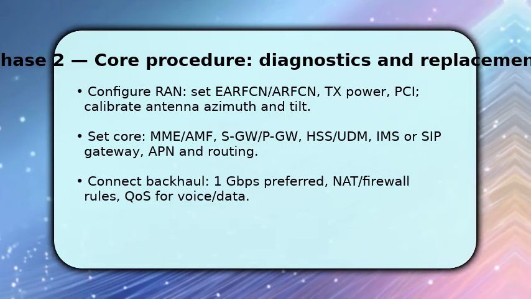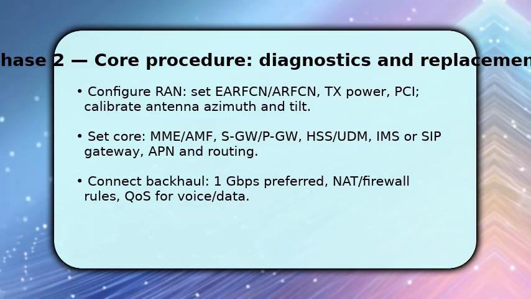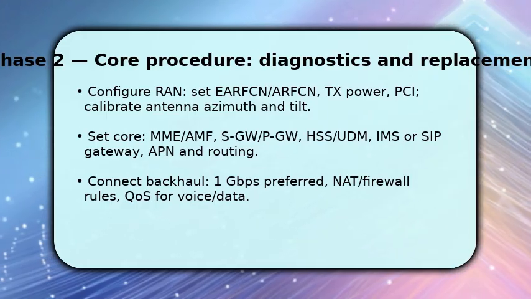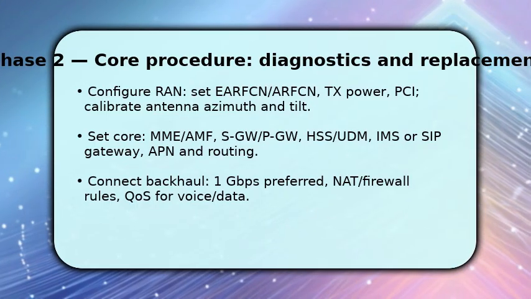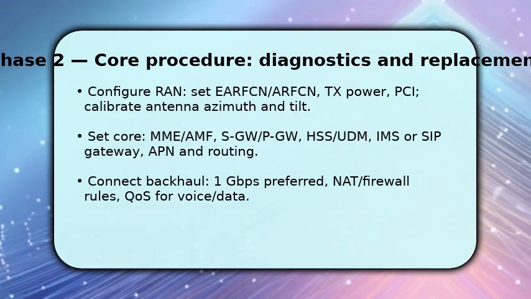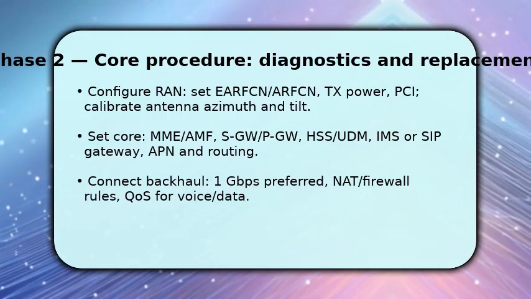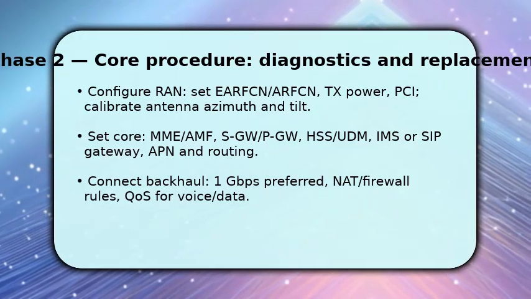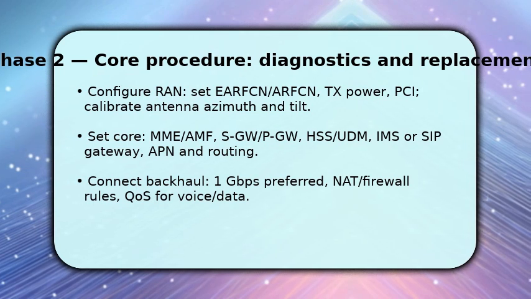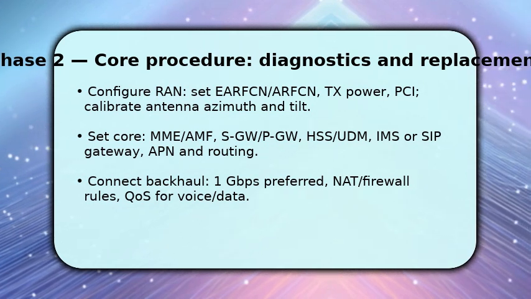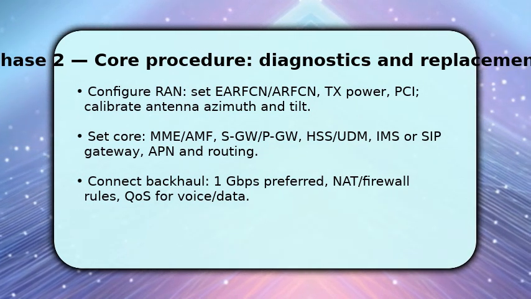Next, configure the core, MME or AMF, SGW/PGW, HSS or UDM entries, plus an IMS or SIP gateway for voice. Once done, create APNs and routing rules so user traffic exits correctly. Make sure your backhaul is stable, preferably 1 Gbps, and apply NAT, firewall, and CoS rules to prioritize.